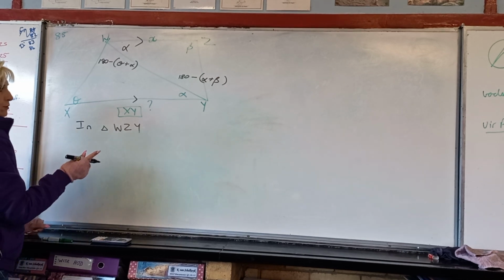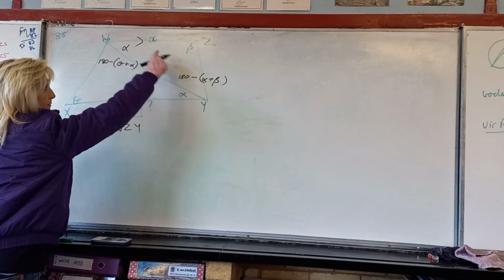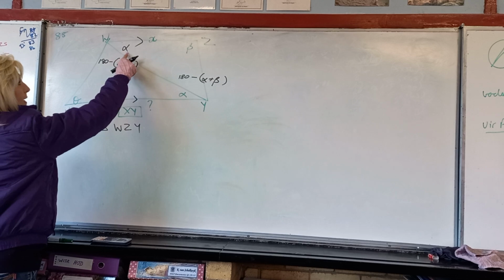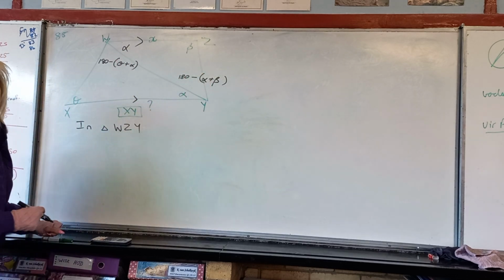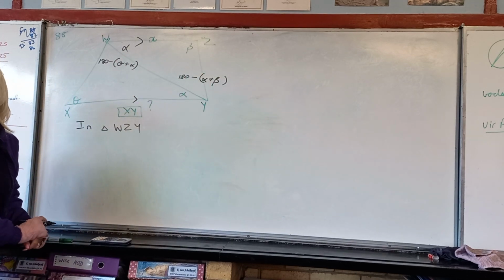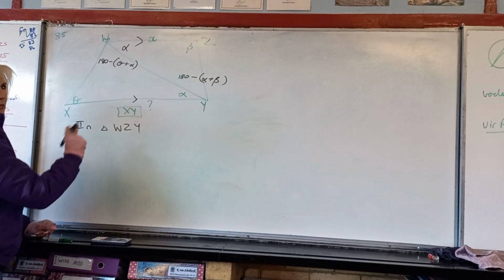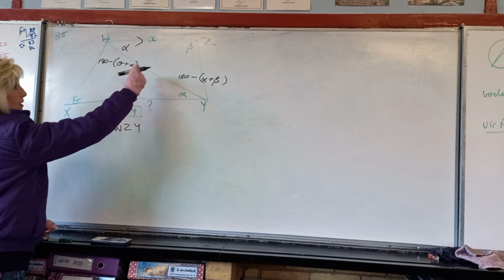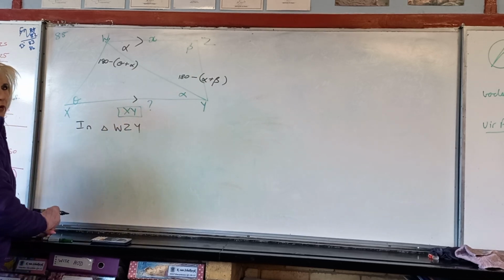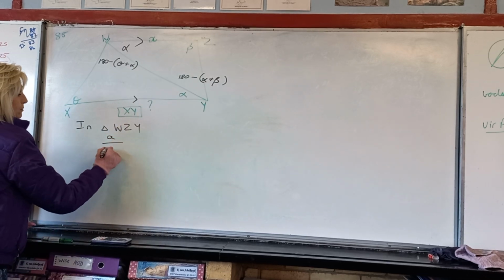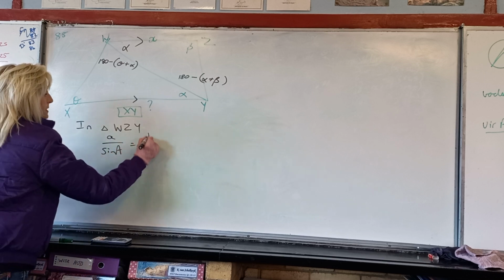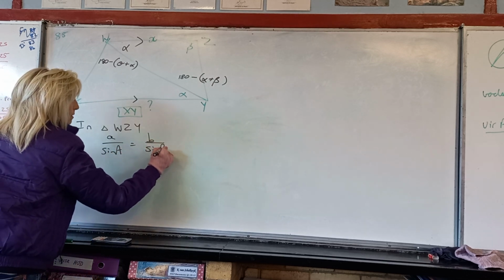Can I use the sine rule? Yes, because I've got pairs. There's the pair I have. Then I can work out ZY, but why would you want to do that? I'm going to work out WY because that's the connecting side, the common side. Once I've got it there, I can use it in this bottom triangle. So I'm going to use the sine rule. I state the sine rule for my first mark.